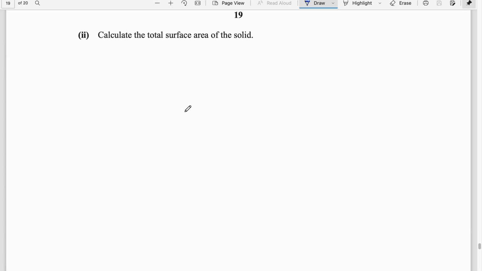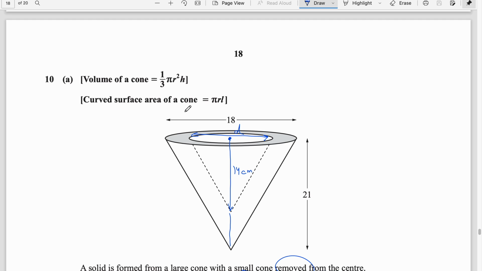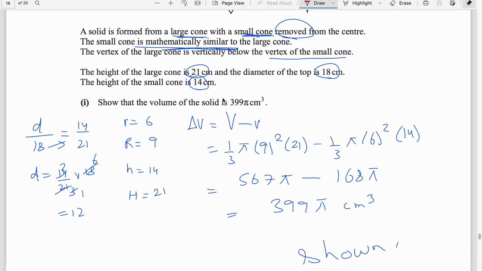Calculate the total surface area of the solid. So to find the total surface area, we need to understand that there are three surfaces. One is this outer cone, second is this internal cone, and the third is this area of ring. So pi rl plus pi rl, and area of ring is outer circle minus inner circle. And we need to find the slant heights for both of these cones. So let's do it.